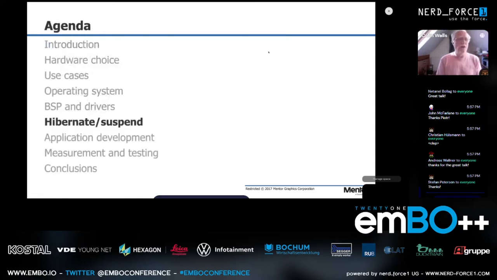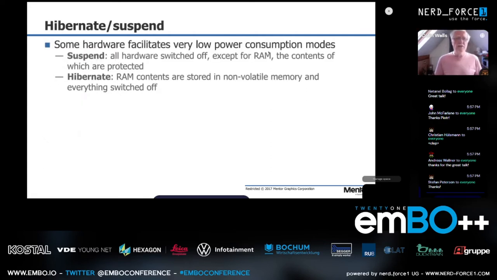Low power modes: hibernate and suspend are the names I've chosen to use. The concept here is that suspend is when all the hardware is switched off, except for the RAM, the contents of which are protected. So the RAM is still powered up, everything else is shut down. So the amount of power we're consuming is reduced drastically, but RAM does consume a certain amount of power. So suspend is a drastically reduced power, but not down to nothing.